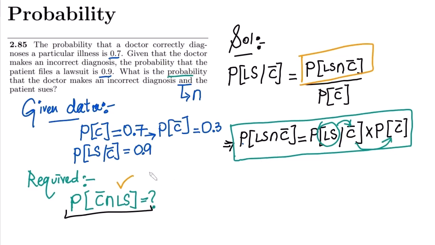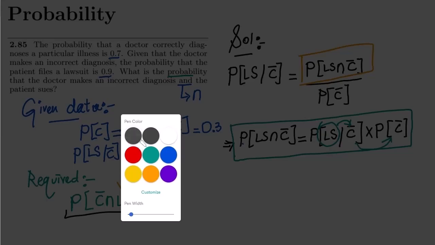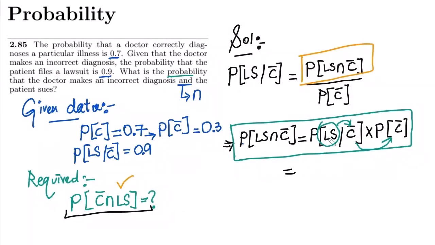The same has been followed here, and now let me put their values, because the probability of it is also given, and this is 0.9, multiplied by the probability of C complement, which is 0.3. Okay, so multiplying them, we would get 0.27, which is the probability of LS and C complement, or the probability that the doctor makes an incorrect decision or incorrect diagnosis and the patient sues.